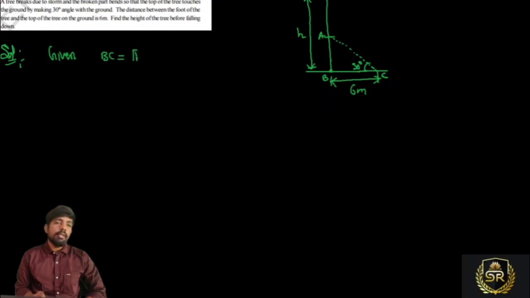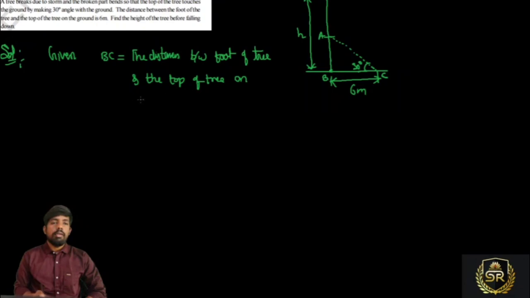and the top of the tree on the ground, which is equal to 6 meters. So BC is equal to 6 meters, it is given.